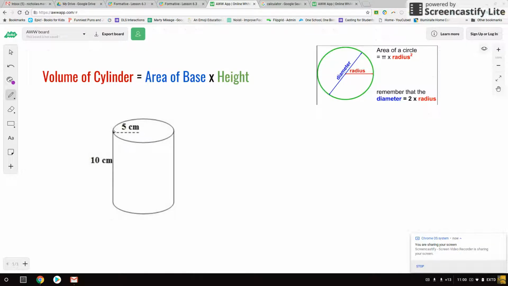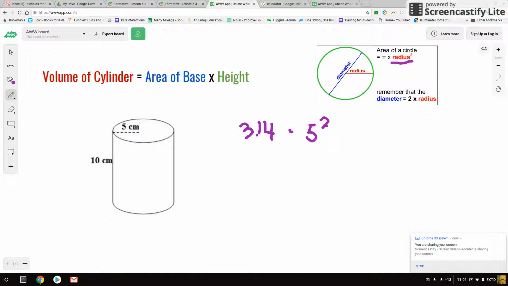Now you have to be careful because sometimes they will give you the diameter, which is all the way across. But for our formula, we need the radius. So if they give you the diameter, you know that you just have to cut that in half. Lucky for us, we have just the radius here. So we're going to find out the area, which is pi, or 3.14, times 5, because that is our radius, squared.